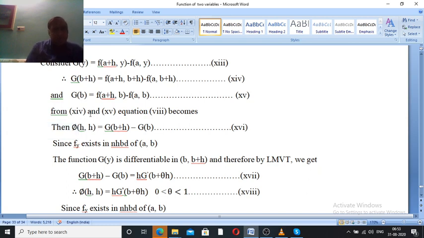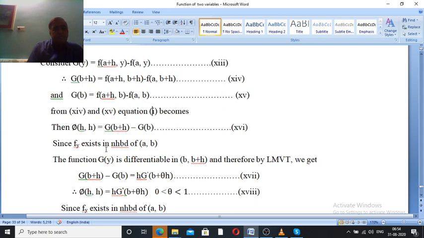From equation 14, 15, equation 1 becomes phi of h is equal to the difference of these two things, that is phi of h = j of b plus h minus j of b. Suppose this is equation 16.